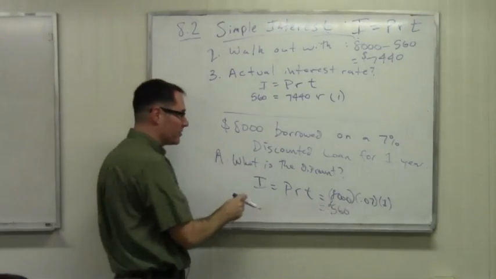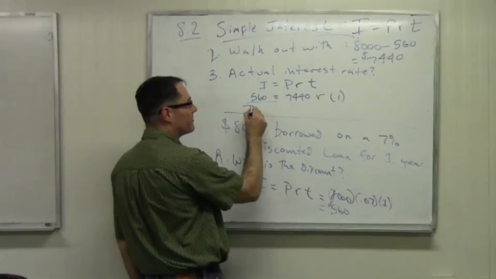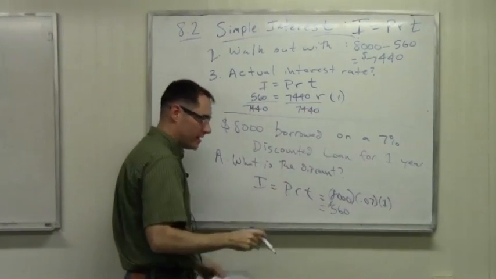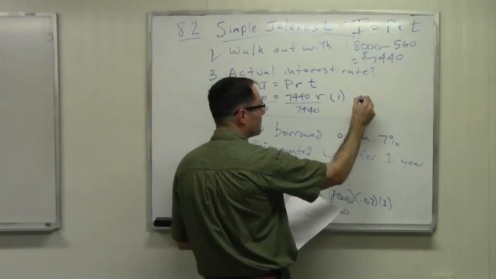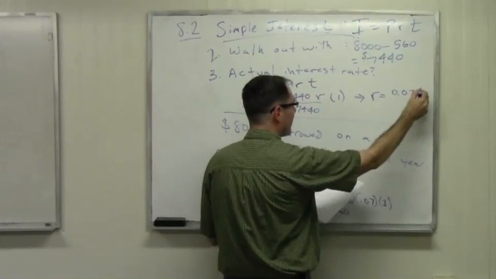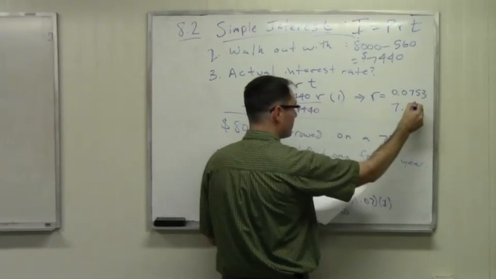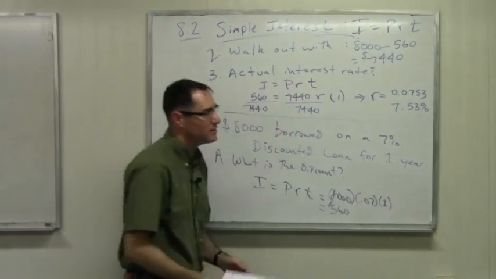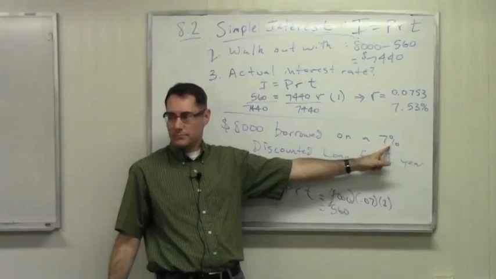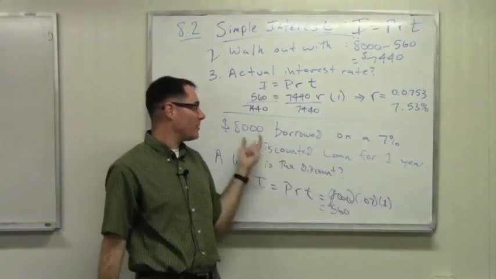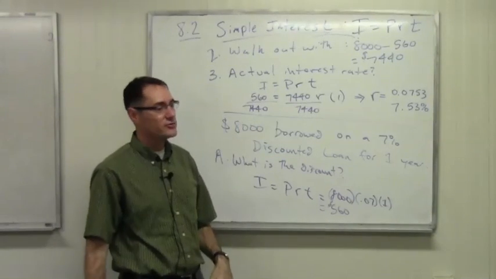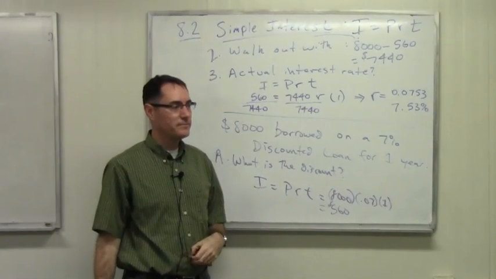To solve for the rate, it's actually pretty easy. Just divide both sides by 7,440. And what do you get? This means the rate equals 0.0753, or 7.53%, which is actually higher than the discount rate because you don't actually get the full amount that you borrowed. You really only get the lower amount because you paid the interest up front. So in the long run, you're actually paying back more money.